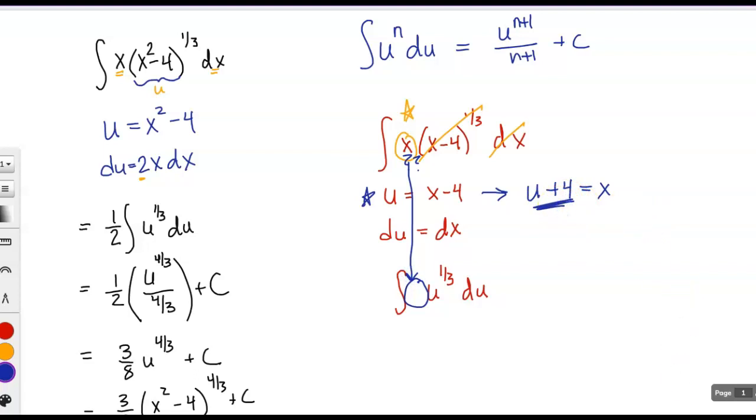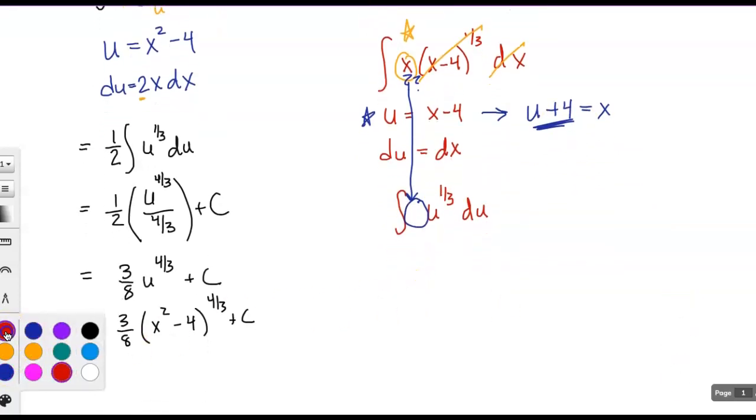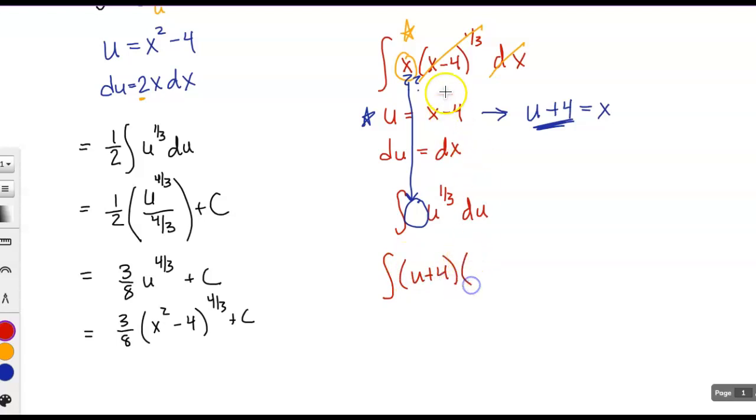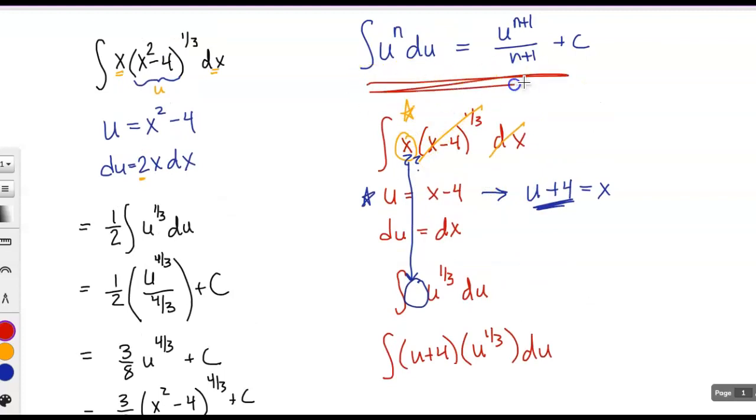Okay, so what I'm going to rewrite this integral as is the integral of x, which is actually u plus 4, times u to the 1/3, which is this guy right here, du. So when you do u substitution, your goal is to rewrite the integral in terms of u's and get a form that you know how to integrate. Remember, we only know 3 integral rules. We know u to the n, e to the u, and 1 over u.